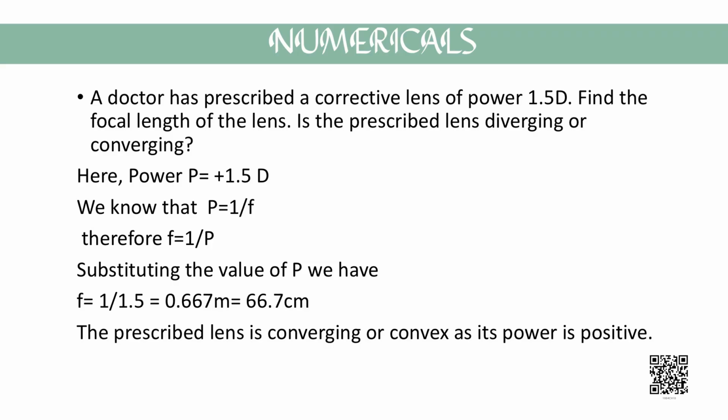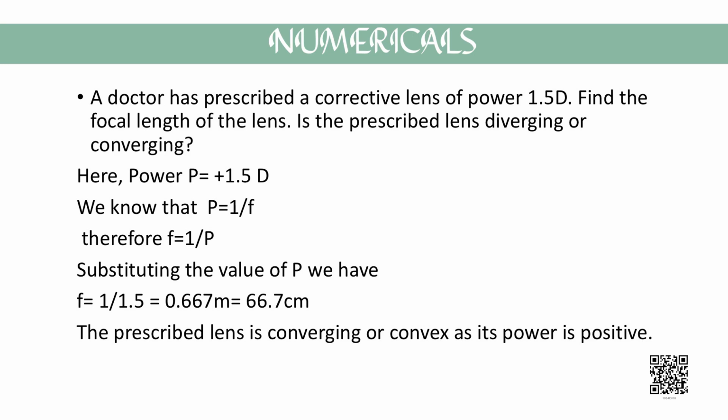A doctor has prescribed a corrective lens of power 1.5 diopters. Find the focal length of the lens. Is the prescribed lens diverging or converging? Here, power P is given to be plus 1.5 diopters. The formula that relates power and focal length is given by P equal to 1 upon f. Therefore, the focal length can be calculated by using the formula f equal to 1 upon P. Since power is in diopters, the focal length will turn out to be in meters.